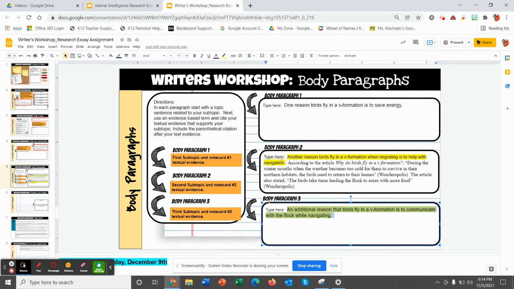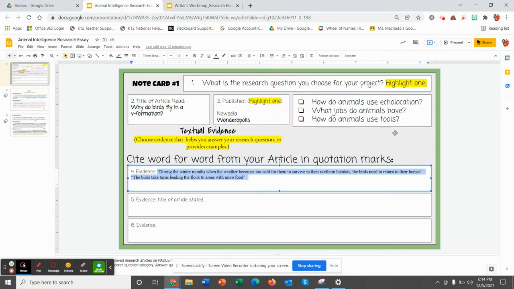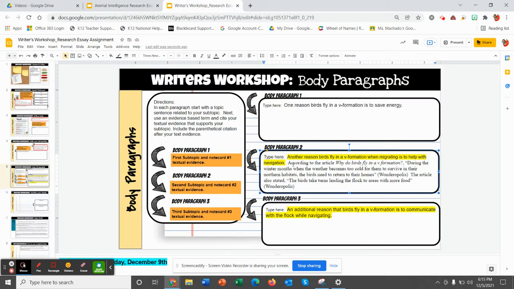How do I know that one of the reasons that birds fly in a V formation when migrating is to help with navigation? Well, I read an article that told me so, and I took down some notes on my note card. The article I read was titled, Why Do Birds Fly in a V Formation? And it was from Wonderopolis. And I had some textual evidence that I had written down in my evidence section. And I'm going to add that evidence to my paragraph now with an evidence-based term and listing the title of the article.